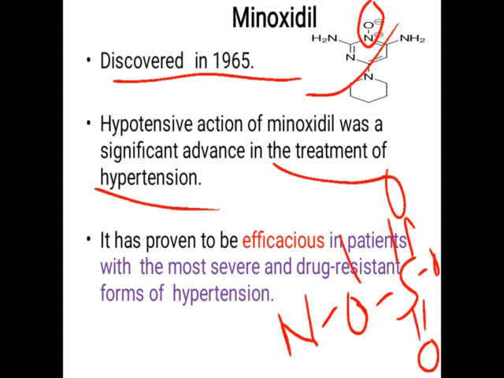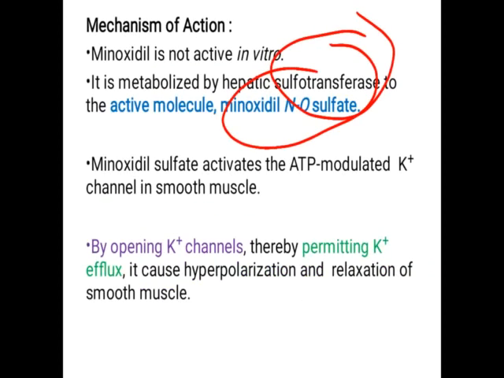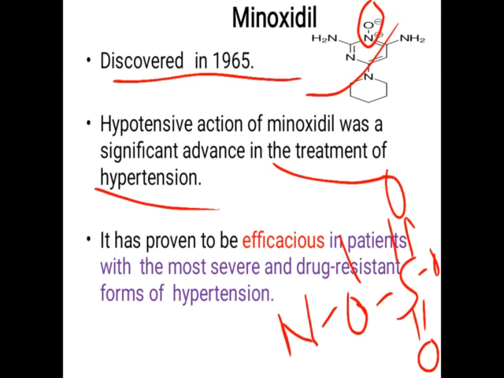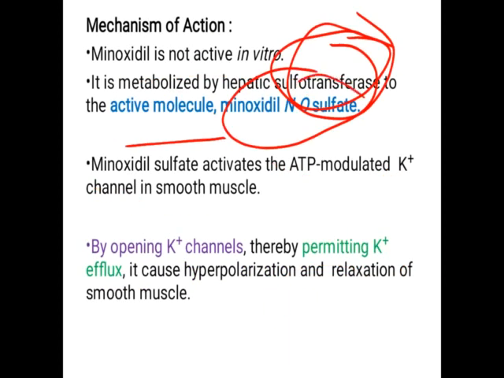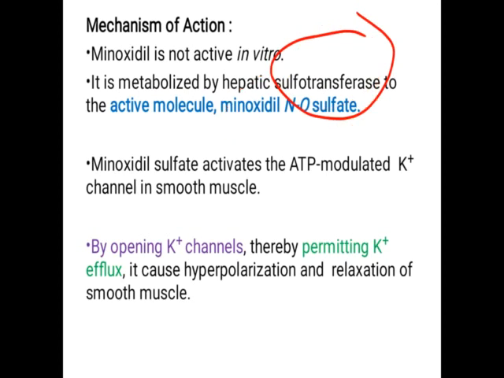The minoxidil is the prodrug. It undergoes sulfation reaction by the sulfotransferase to the active drug, that is the sulfate drug, as minoxidil NO and over it the sulfate group, so it is called as minoxidil NO sulfate. Okay, so what is the role of this minoxidil, or how does it act as an antihypertensive agent?